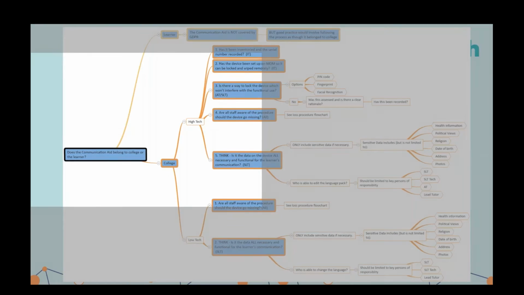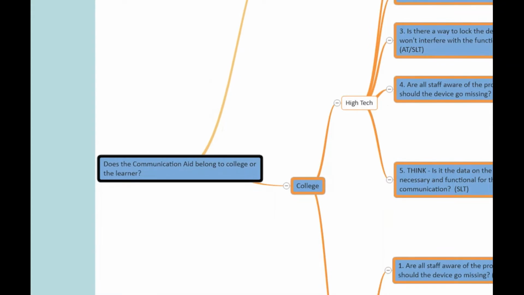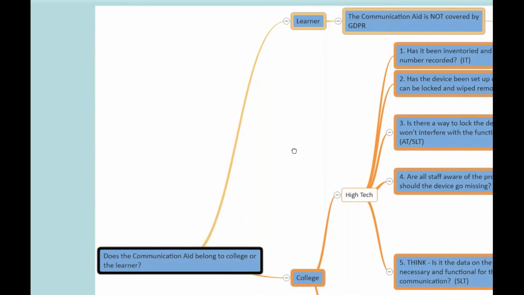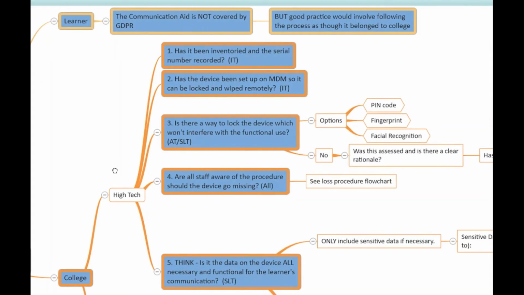So we start off with the first question in this process, and this is, does the communication aid, and when I'm talking communication aid, I'm talking paper as well as digital, does it belong to college, or does it belong to the learner? So that's our first question. So if it belongs to college, there's a long process. If it belongs to the learner, then you can see it's not covered by GDPR.